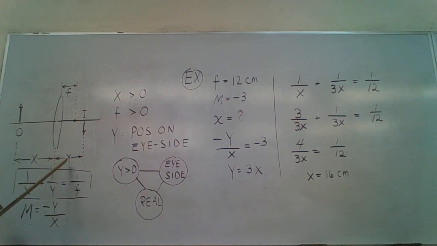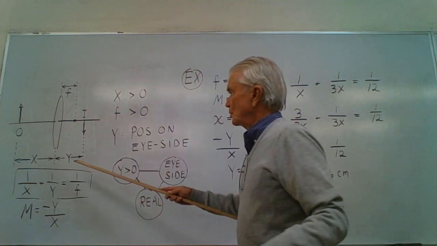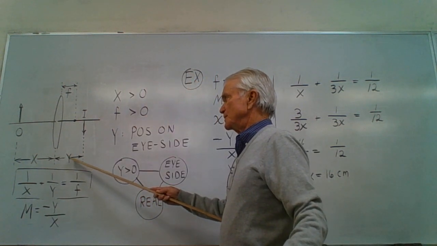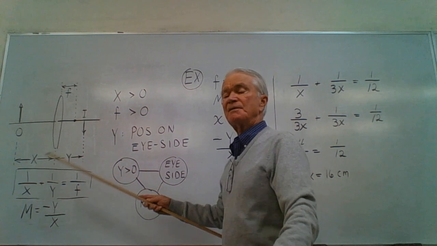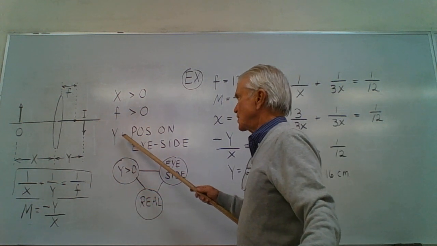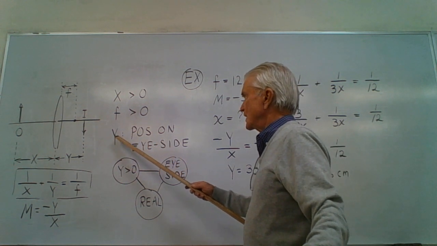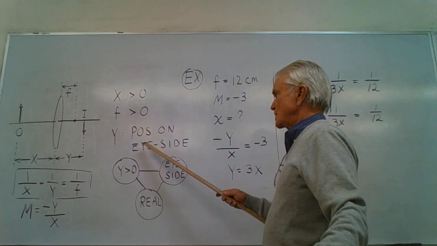Y is the so-called image distance. It's the distance between the image and the lens. Unlike x and f, which are always positive, y can be positive or negative. In this case, it's positive, and never mind y for now. But the rule is this: if the image is on the I side, then y is positive. So y is positive if the image is on the I side.